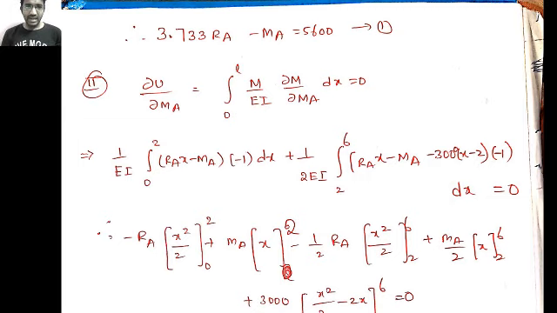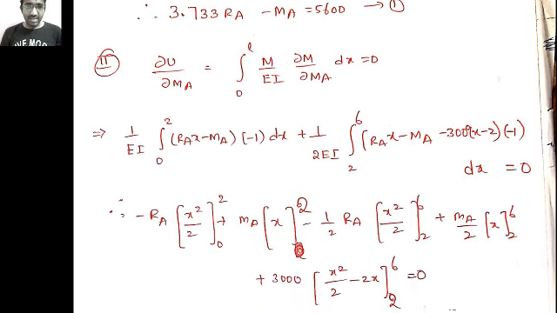What is the second redundancy equation? ∂U by ∂MA is equal to 0. What is the expression? ∂U by ∂MA is equal to integral 0 to L of M by EI into ∂M by ∂MA dx is equal to 0. This derivation we already did in the previous file. And what is the M here? Already written in the tabular column. You just take note.